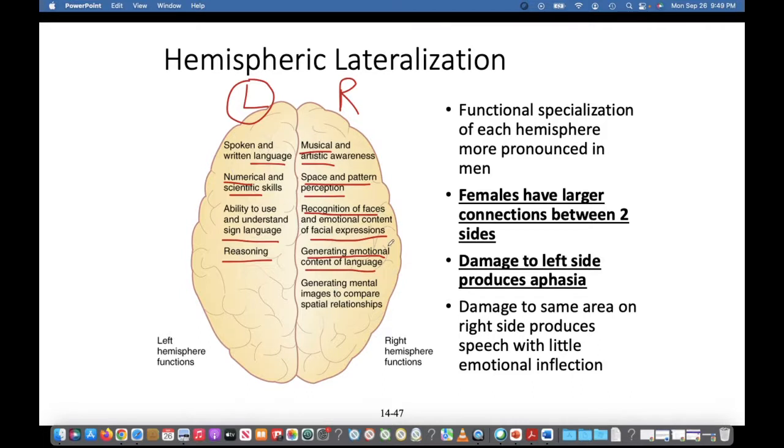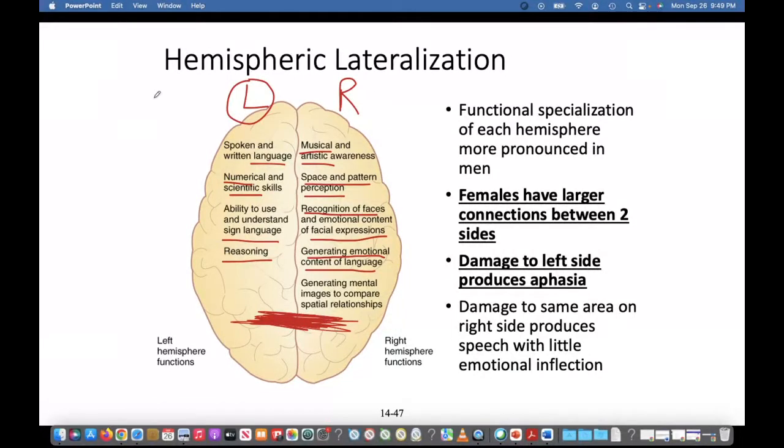So left and right side of the brain. Now, what connects the left and right side of the brain is something called the corpus callosum. The corpus callosum are these group of axons that connect the left and right brain together. And females have a much, much stronger connection between the right and left brain than do men. It's just in the wiring of it.